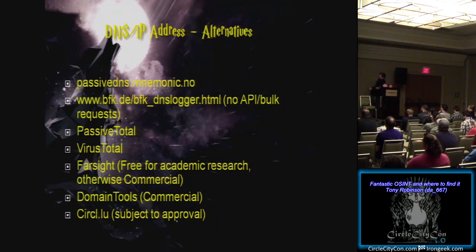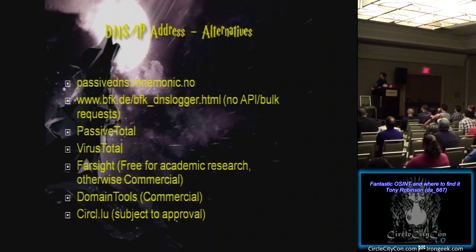BFK.de, their DNS logger interface, they don't have any kind of an API or allow for bulk requests, but it's very much the same thing. It's another passive DNS database. You can query it, put in an IP address, and see if there's other associated domains that they might have found in their passive DNS database. Passive Total is another service. It's very similar to ThreatMinder that I mentioned earlier. It's a freemium solution, so you can get a free account, make a certain number of queries. If you want more queries or if you want more access, you pay for it. But it's like getting addicted to crack. The first hits are free.